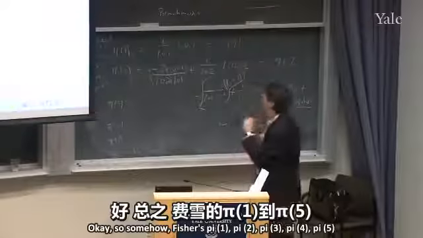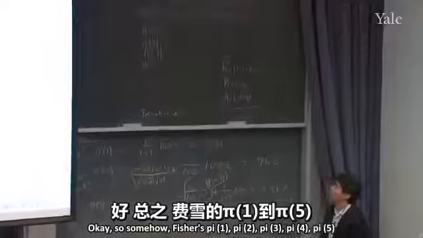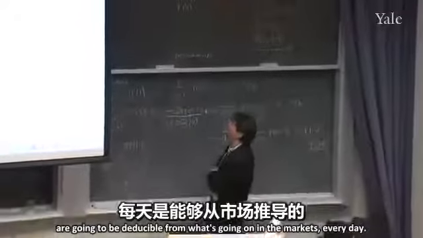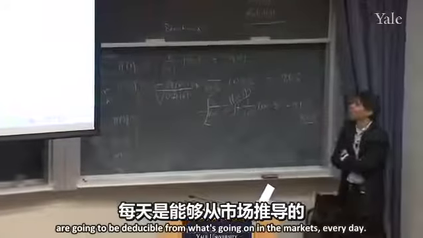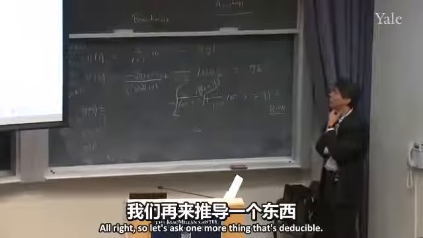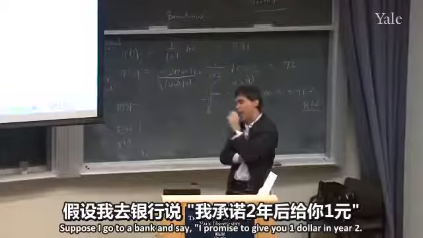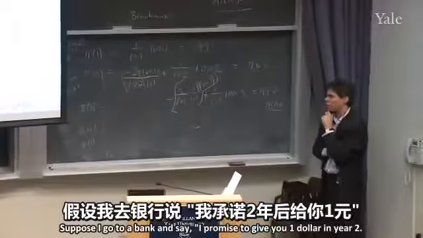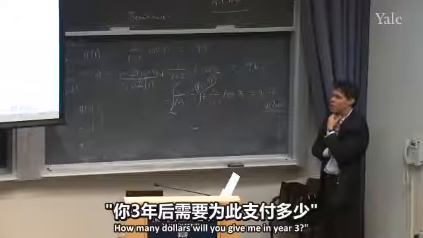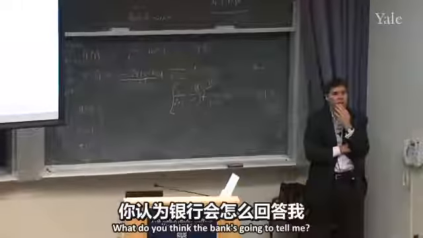Okay, so somehow Fisher's pi 1, pi 2, pi 3, pi 4, pi 5 are going to be deducible from what's going on in the markets every day. All right, so let's ask one more thing that's deducible. Suppose I go to a bank and say, I promise to give you $1 in year 2. How many dollars will you give me in year 3? What do you think the bank's going to tell me?